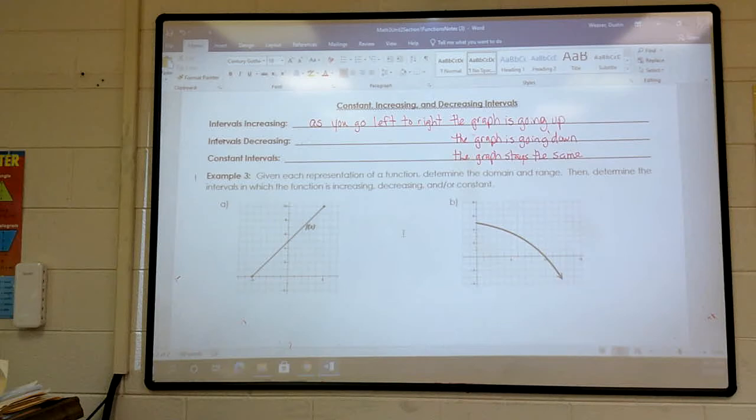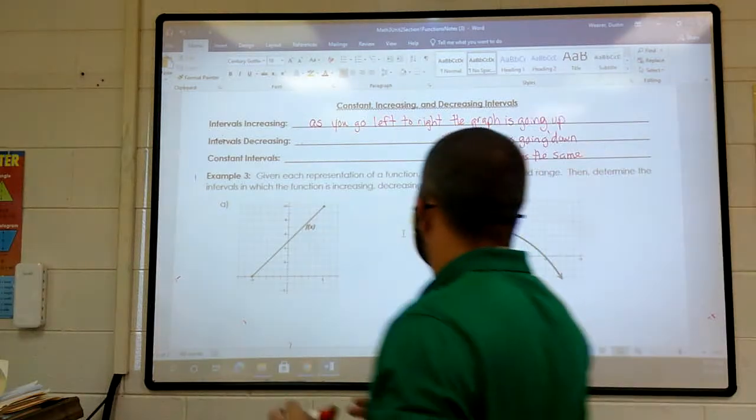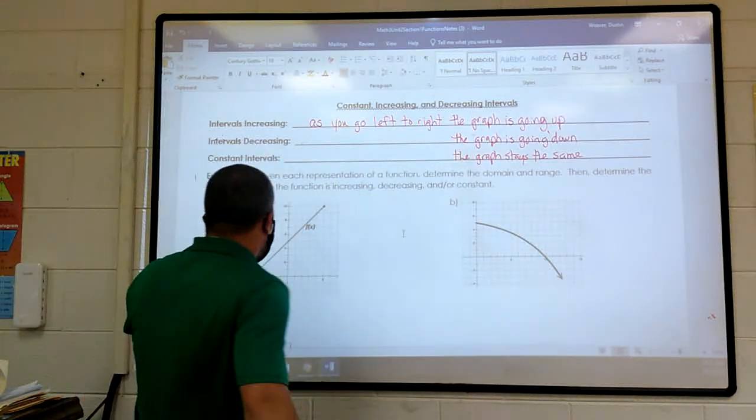Now, you're going to look at example 3. And it says, given each representation of a function, determine the domain and range. Then determine the intervals in which the function is increasing, decreasing, and/or constant. All right, so we got a lot of stuff to do first. So determine the domain and range.